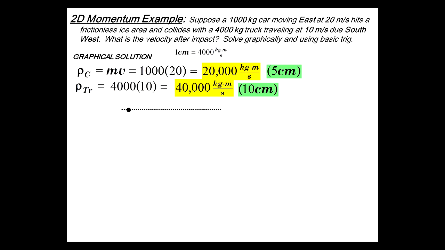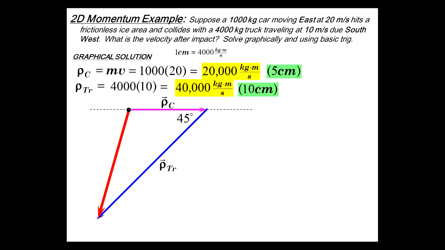So let's go ahead and draw a reference line with our starting point. And let's draw the momentum of the car. There it is. Properly scaled, hopefully. And then producing a 45-degree angle from that, we're going to add the truck vector to it. There it is, the truck vector. 10 centimeters, 45 degrees, due southwest. So the resultant is simply this. There's the resultant. That's the total momentum before, because it's the addition of the two vectors, the car and the truck. The vector addition is the total.